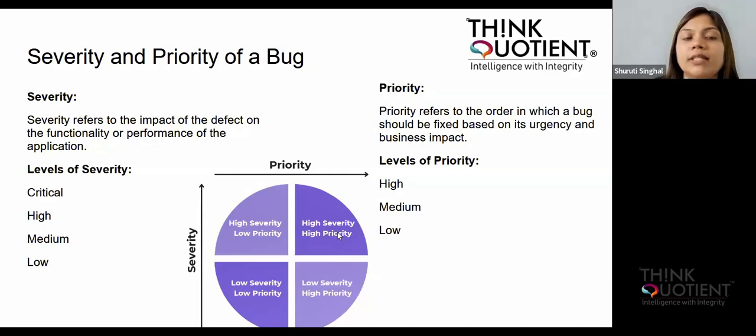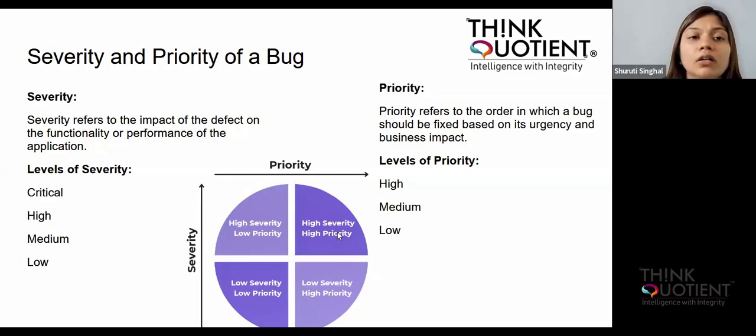Now, let us talk about high severity but low priority, which means we do not have to fix it right now. We can fix it in a later version. For example, there is a crash in an unused or rare feature, like a contact us button. It is impacted because we are not able to contact the website owner, but the priority is low because it may be due to some discrepancy happening inside. So we can just fix it later and are not fixing it right now.